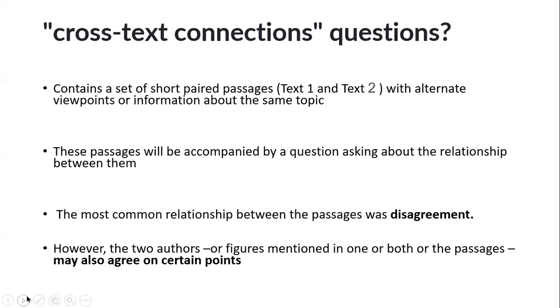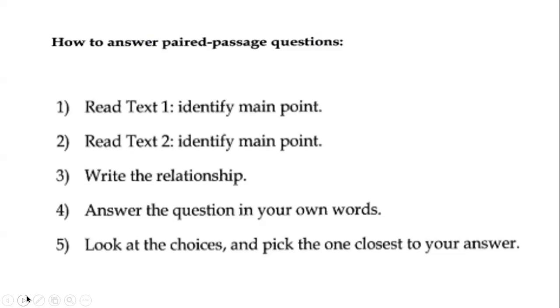Clear? First, read text one, understand the main point. Text two, what is the main point? Between these two, what is the relationship? That's it. You might be asked whether they're agreeing or disagreeing. Your job is to find that. Okay, how do we do this? Read the main point of text one, then identify the main point of text two, establish a relationship between these two passages and answer the questions in your own words. That means you write your own summary and then pick the answer choices just the way we have done so far.